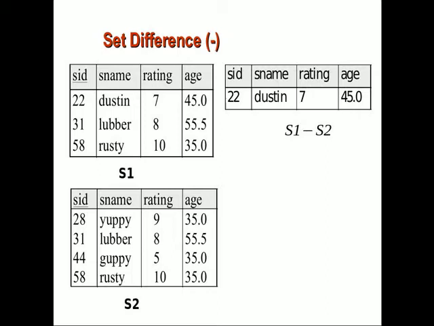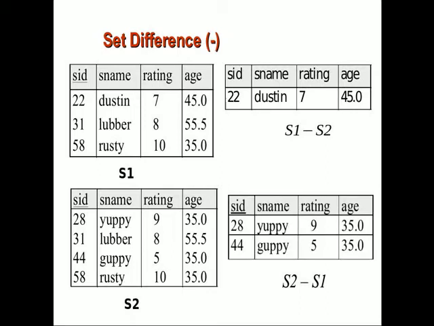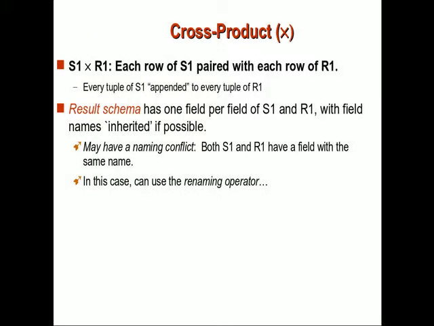Now we'll look at the last basic operator that we are going to discuss in this presentation, and this is the cross product operator. The cross product of two relations S1 and R1 means that each row of S1 is paired with each row of R1, and by this we mean that every tuple of S1 is appended to every tuple of R1. We'll look at an example of this in the next slide. The resulting schema has one field per field of S1 and R1 with field names inherited if possible, and we can also have a naming conflict in the fields.